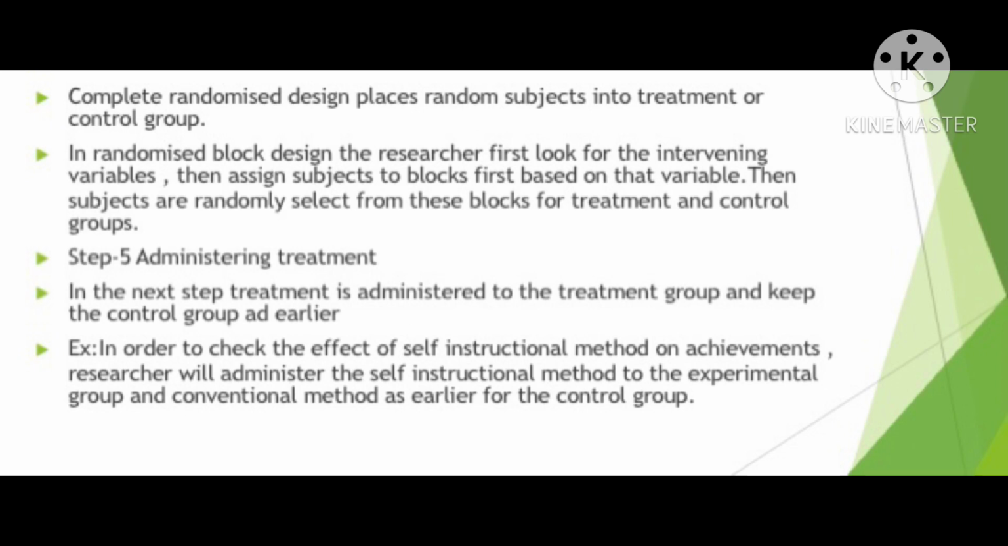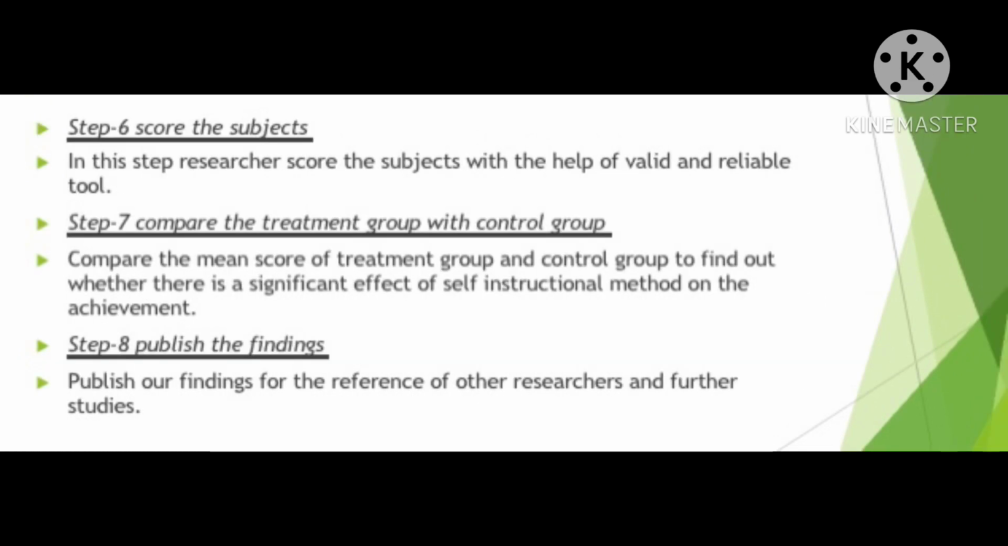Then in step 5, he is administering the treatment. In this experiment, researcher is administering the self-instructional method in the treatment group and he is continuing with the conventional method in the control group. What is the next step? In the next step, researcher is scoring the subject with the help of valid and reliable tool. Then step 7, compare the treatment group with the control group.